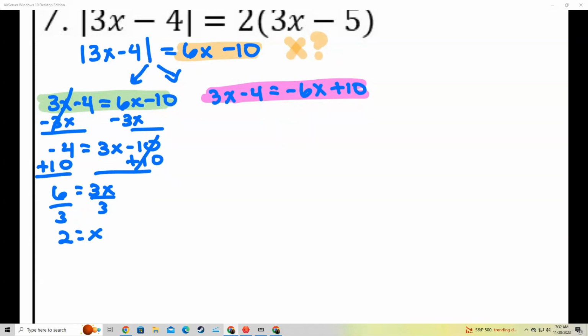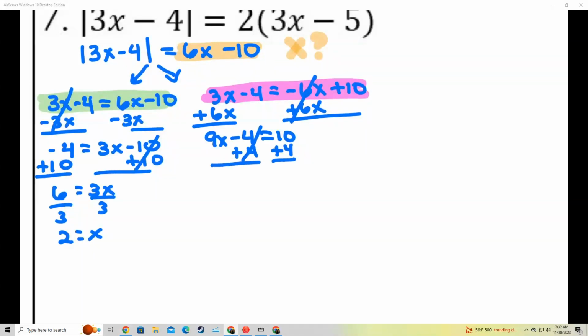I'm going to do the exact same thing on the other side. I'm going to get rid of the smaller x, which in this case means I'm going to get rid of that negative 6x by adding 6x to each side. These are going to cancel. I get 9x minus 4 is equal to 10. We're going to add 4 to each side. I get 9x equals 14. Divide both sides by 9. I get x equals 14 over 9, and it looks like that does not simplify. And so that's my second possible solution.